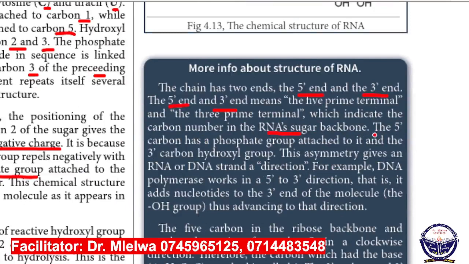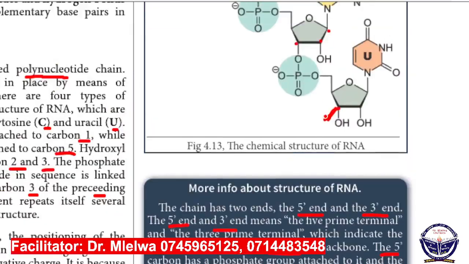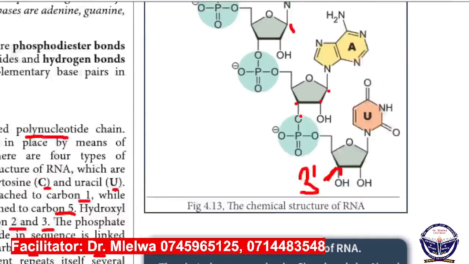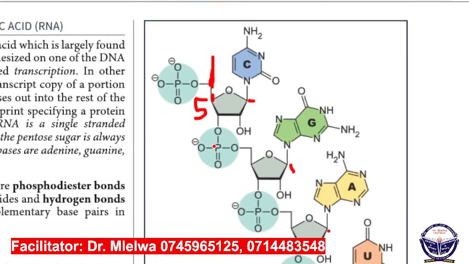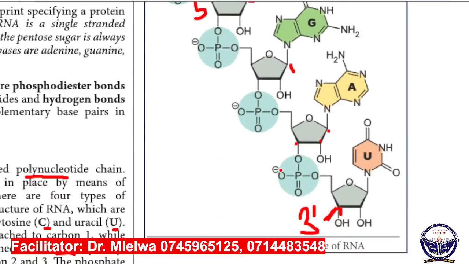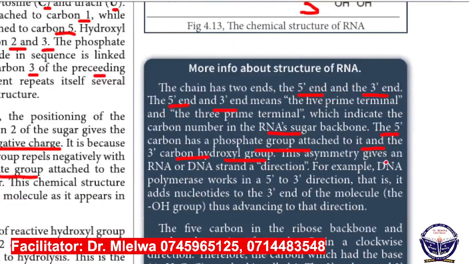the RNA's sugar backbone. The 5 prime carbon has a phosphate group attached to it, and the 3 prime carbon a hydroxyl group. Unaweza kuona hii ndio inaitwa 3 prime terminal au 3 prime carbon ile pale, na hii ndio 5 prime carbon ile pale, 5 prime. Kwa hiyo molecule ya RNA, hata ya DNA, inakuwa na 5 prime pamoja na 3 prime, unaona. So 5 prime inakuwa na phosphate, 3 prime inakuwa na hydroxyl group. This asymmetry gives an RNA or DNA strand a direction.